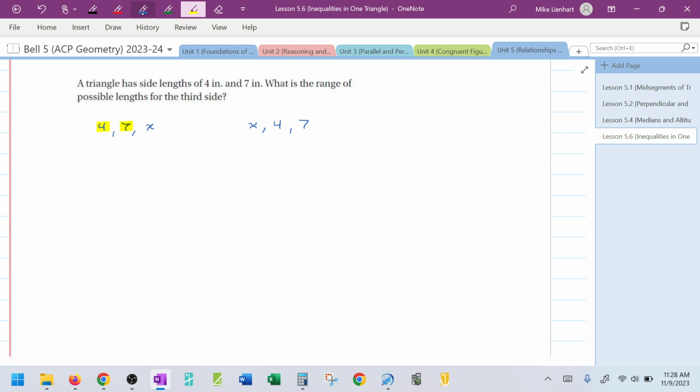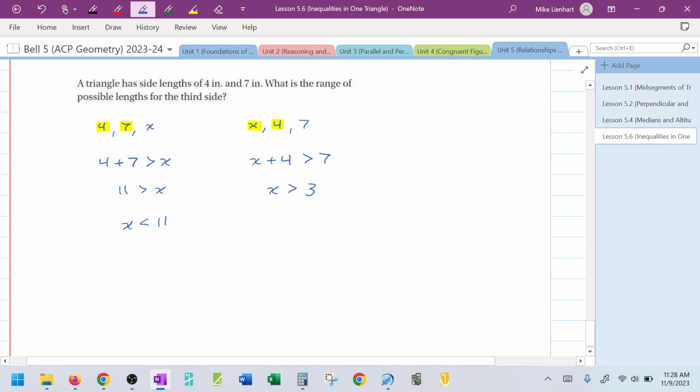We're assuming in the first one that those two are the smallest sides. So I know that 4 plus 7 has to be greater than x, which tells us 11 is greater than x. And if I rewrite this inequality, it says x has to be less than 11. Okay? I look at the other scenario. I'm assuming x and 4 are the smaller sides. So when I do the arithmetic here, the triangle inequality theorem tells me x plus 4 must be greater than 7. Or it says x must be greater than 3.